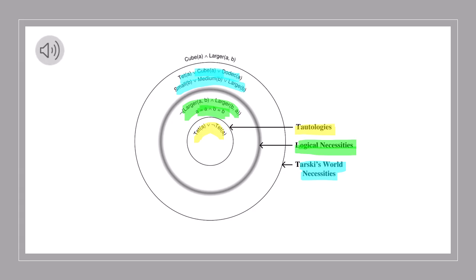And then we have a couple of sentences here that are logical necessities, but not tautologies. And those are the ones that are highlighted in green. The first one says the negation of, so it's not the case that, larger AB and, or conjunction, larger BA. So it's never the case that A is larger than B and B is larger than A. So that's not a possibility. And you can imagine that there's just no way for that particular sentence to be false.